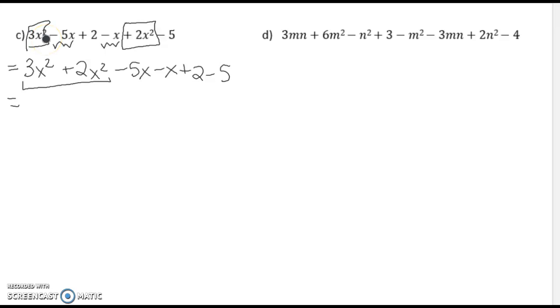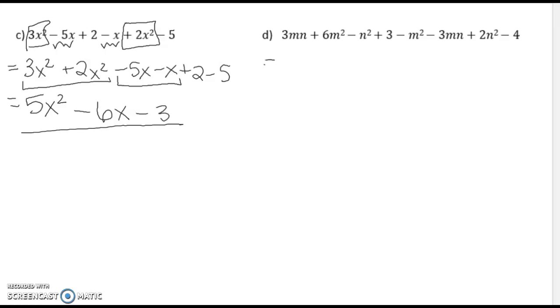Sorry, my internet cut out. 3x squareds plus 2x squareds gives us 5x squareds. Oh, it's not letting me write. 5x squareds. And then negative 5x, take away another x, gives me negative 6x. And then 2, take away 5, gives me negative 3. And that's your final answer.